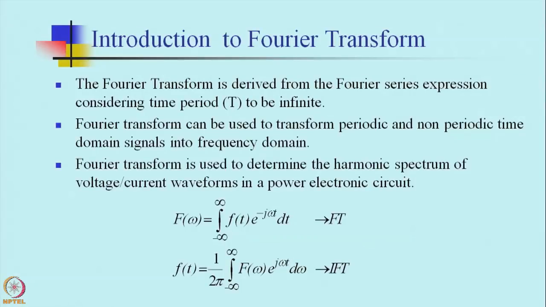Fourier transform can be used to determine the harmonic spectrum of the voltage and current waveforms in a power electronic circuit. Okay. This is what it does, and you can see that there are the corresponding formulas which are given. So, f of t is a given function which we have represented as you can see at the bottom, and you can also see the Fourier transform of that, which is a capital F of omega, and you can see the integral limit going from minus infinity to infinity of f of t e raised to power minus j omega t dt. So, it is basically an integral of f of t along with e raised to power minus j omega t.